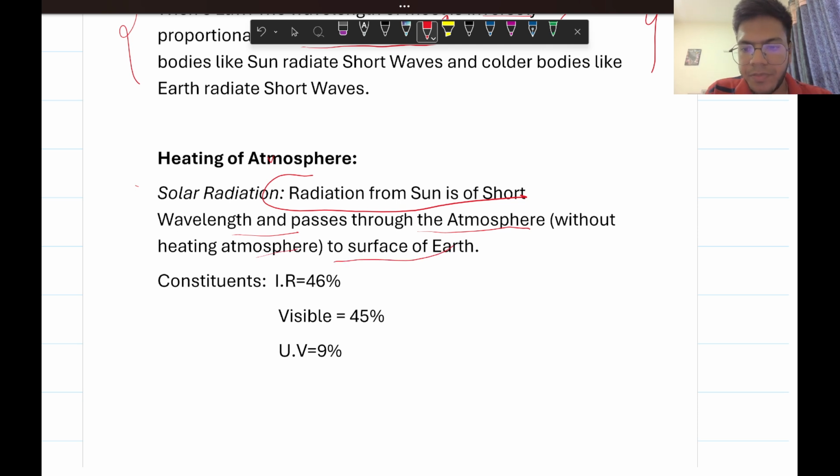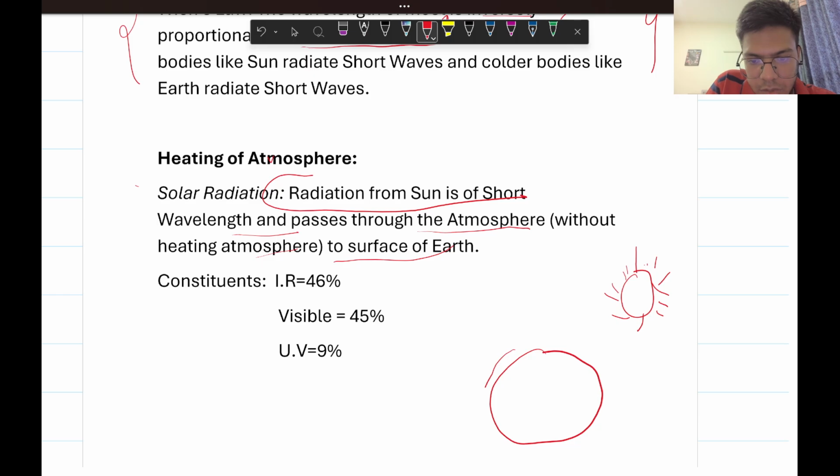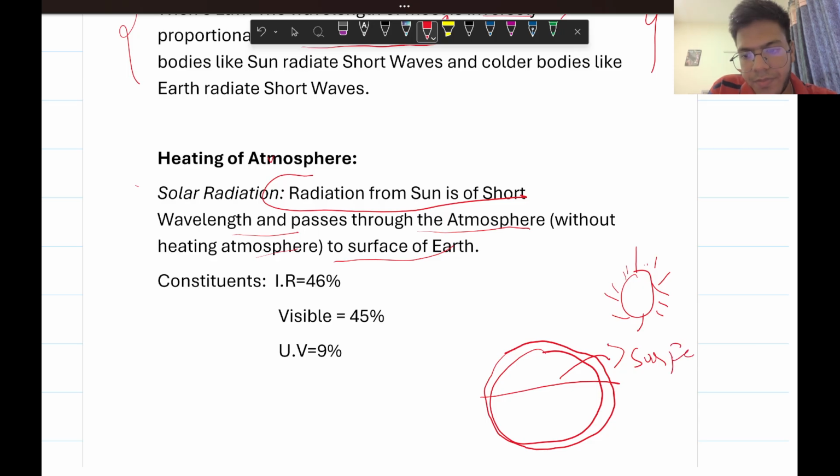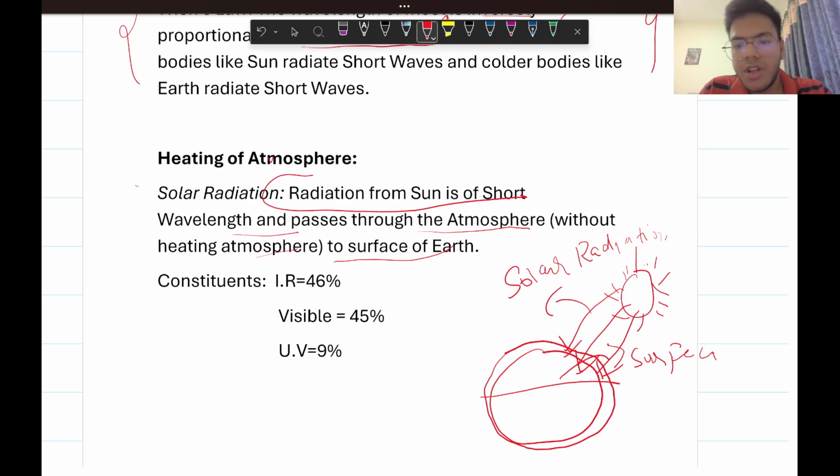Basically what it says, this is your sun. Don't comment on the drawing, okay? And this is your earth, and we know this is our atmosphere, this blanket or envelope. This is your atmosphere, and I'm assuming this is your surface. So the radiations which are coming directly from the sun are your solar radiations, and these are of short wavelength. We will say them as short waves. These radiations from the sun are called short waves.